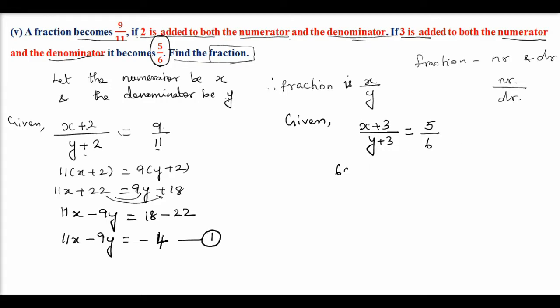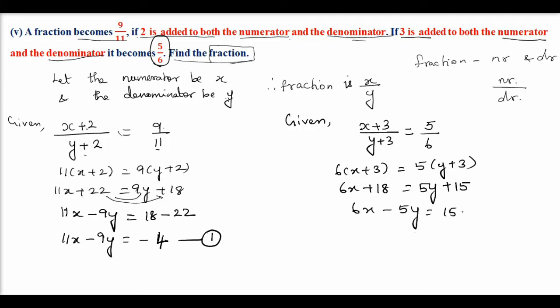So that I get 6 into x plus 3 equal 5 into y plus 3. So 6x plus 18 equal 5y plus 15. So 6x minus 5y is equal 15 minus 18. That gives me 6x minus 5y equal minus 3. Let me mark it as equation number 2. These are the two equations we have obtained. Now we will solve these equations by substitution method, right?